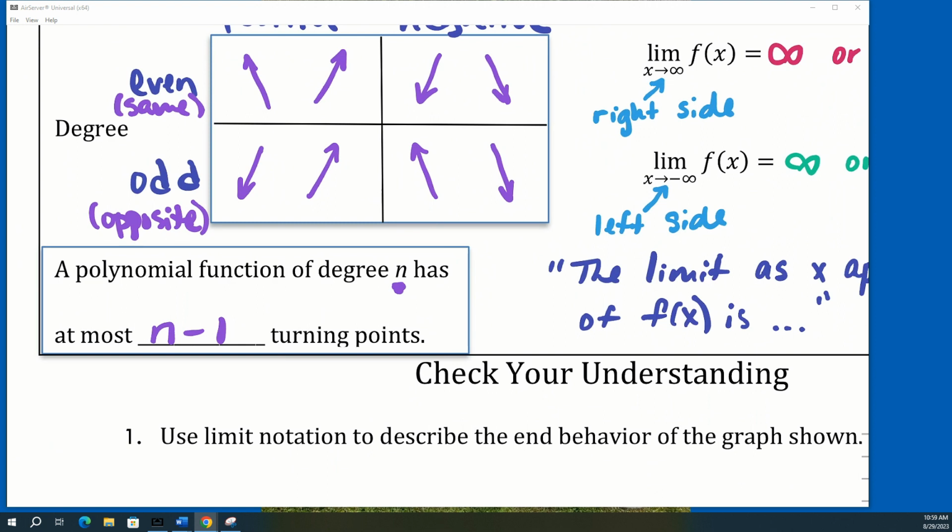There's a question on your assignment where you have to figure out if it's a degree 5 or a degree 3, and the number of turning points is what's going to help you figure that out. If it's a degree 5, the most turning points it can have is 4. If it's degree 3, the most it can have is 2. It doesn't have to have any.